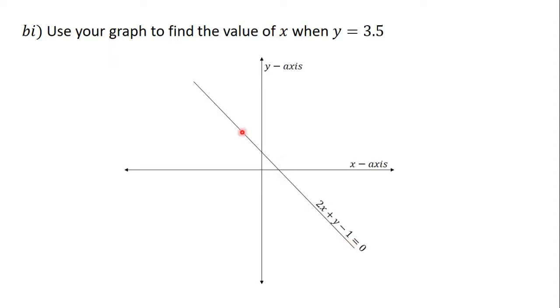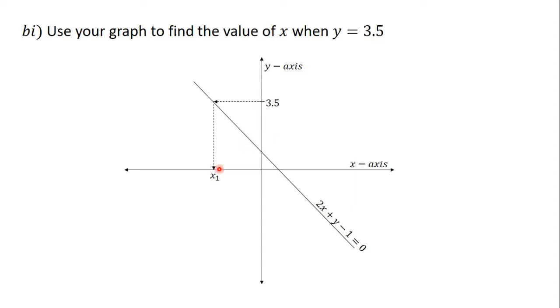Let's assume that this is the straight line 2x + y - 1 = 0 on the graph sheet. So we have the x-axis here and the y-axis. We want to find the value of x when y is equal to 3.5. Remember, y is equal to 3.5. So you look for 3.5 on the y-axis. Then you trace it to meet the straight line. At the point where it meets the straight line, you trace it to meet the x-axis in order to get the value of x when y is equal to 3.5.